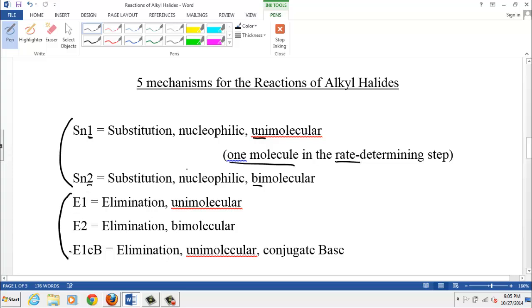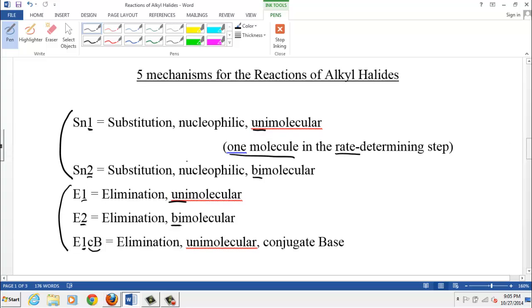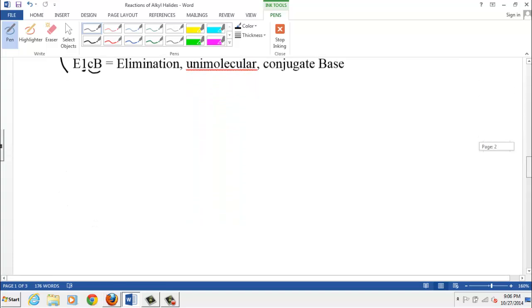And there's 3 elimination mechanisms, and again we have first order, second order, or unimolecular, bimolecular. And then there's a special one. It's a first order reaction involving a conjugate base. It's kind of a special case, but it's thrown in the mix here too. So we'll become familiar with these 5 mechanisms, and after we understand these, this is going to help us predict products for these alkyl halide reactions.